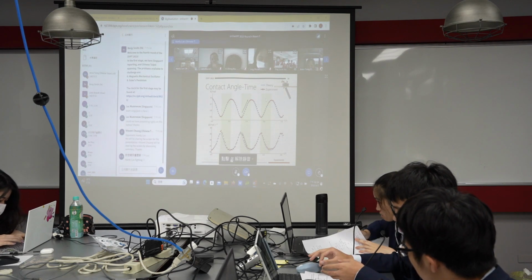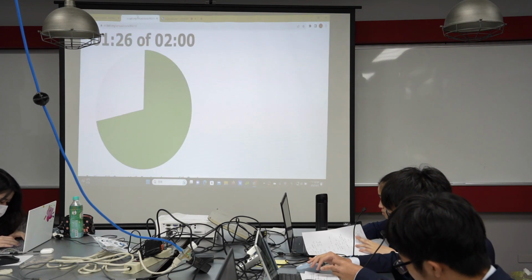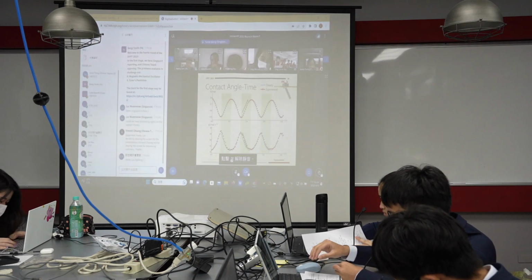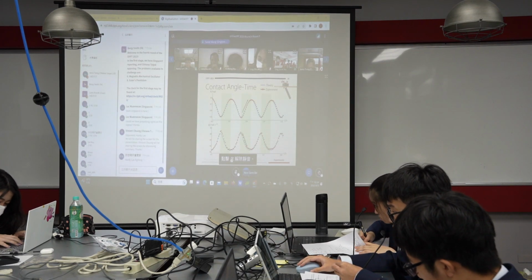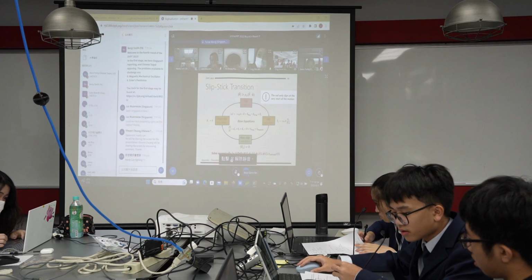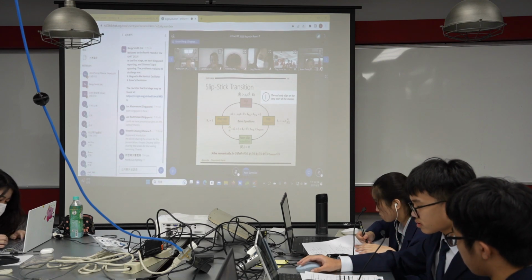How do you consider the kinetic friction in your model? We have accounted for the slip-stick transition as I mentioned earlier, but we actually note that the pendulum does not slip for a very long period of time. Generally, it's the first 0.1 seconds at maximum.